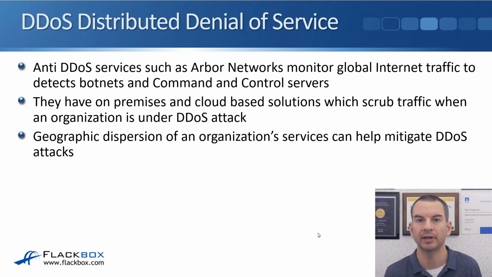So if you do become under a DDoS attack, with Arbor Networks, they can detect that more easily because they are monitoring for botnets and command and control servers. When it happens, that traffic can be sent either to an appliance on premises or to a cloud-based service, which will scrub it, which will just allow the clean traffic through, and which will block the traffic from the botnet. Geographic dispersion of an organization's services can also help mitigate DDoS attacks. So you can use Anycast to have your servers spread across multiple locations. That makes it more difficult for an attacker to launch a DDoS attack against it.